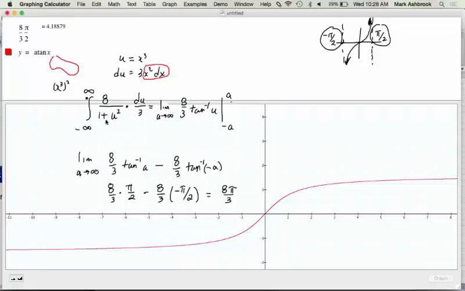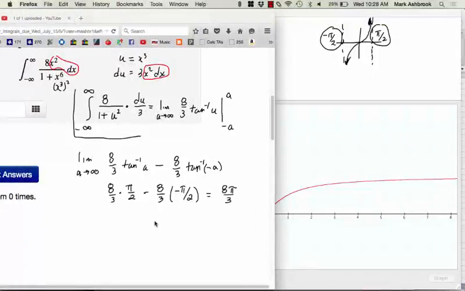So now, here was our original integral, and we got this number. So what does that number mean?